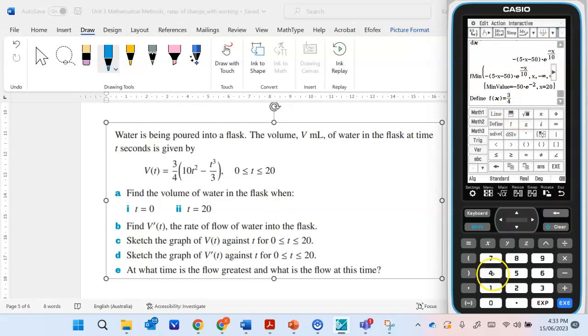Hopefully you're writing it in at the same time on your calculator. Open bracket, 10x squared minus x cubed over 3, for the volume.